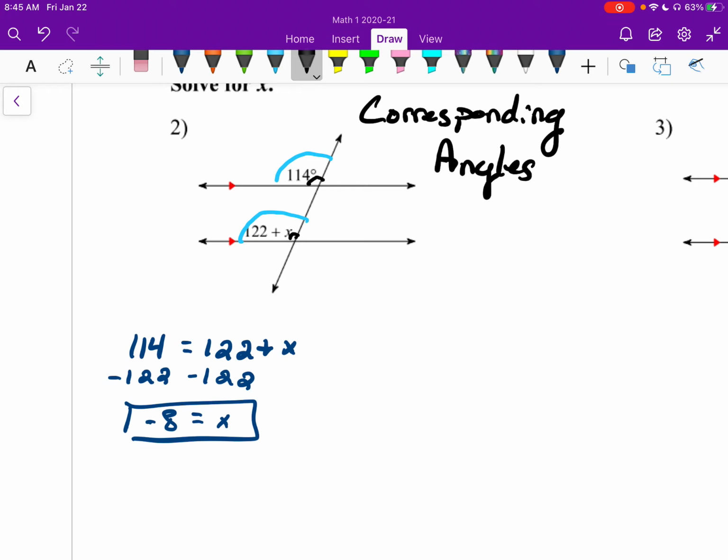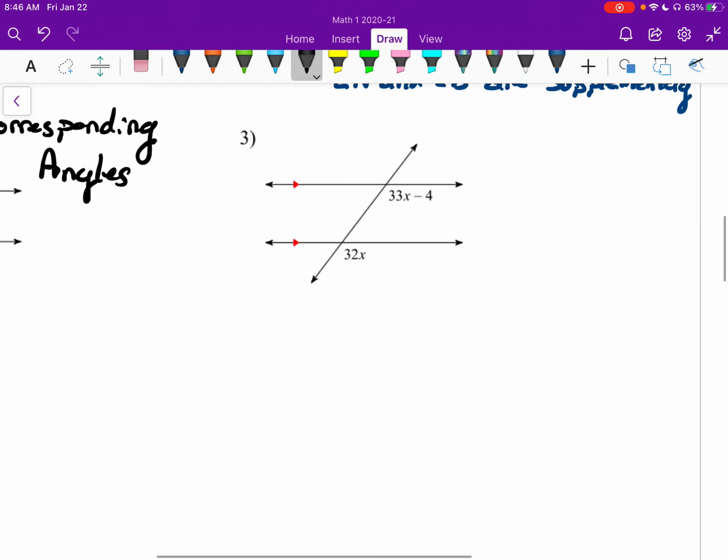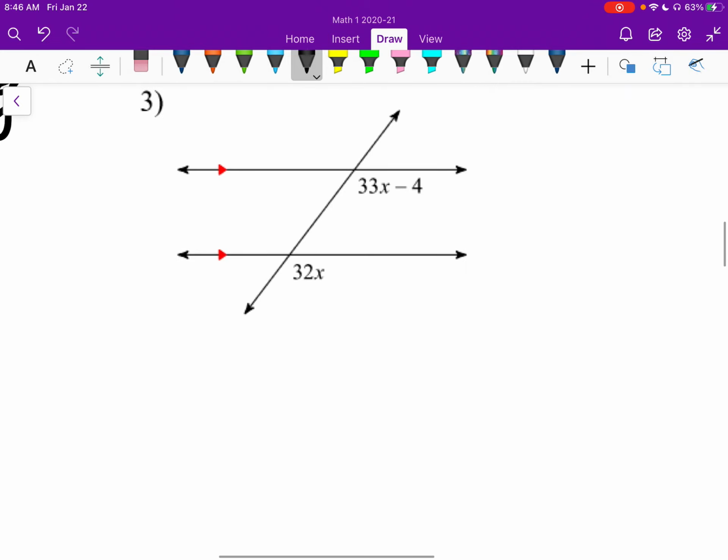Corresponding angles are like angles in number 2, where you can kind of shift it down. They correspond to each other. Let's look at number 3 now. Just like in the last one, it's just a little bit different. We have this angle down here, and then this corresponding angle down there. So from there we can say, well, they're equal.